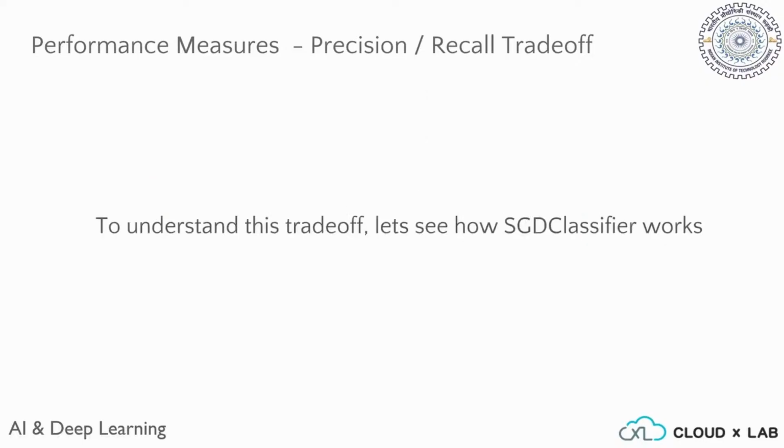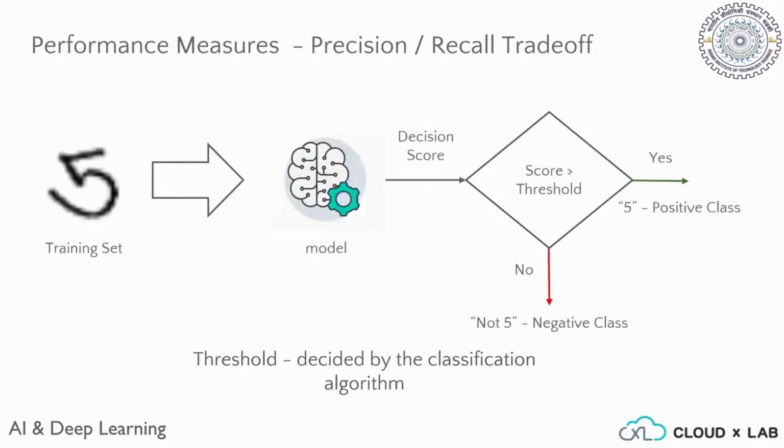Now to better understand this trade-off, let's take the SGD classifier. In the SGD classifier, we are predicting the digit 5, so here the model is predicting 5 versus not 5. So we are solving a binary classification task, and the model is predicting digit 5 versus not 5, right?